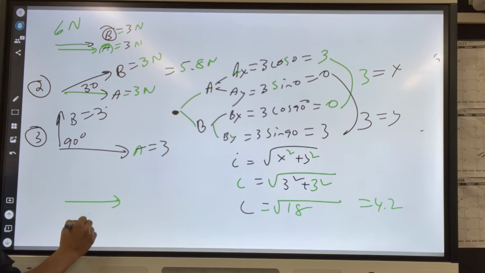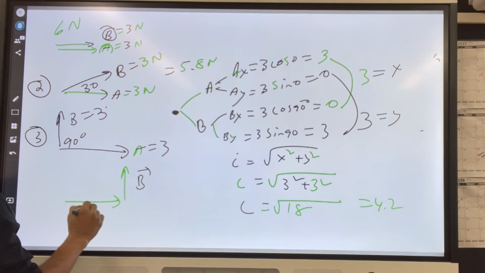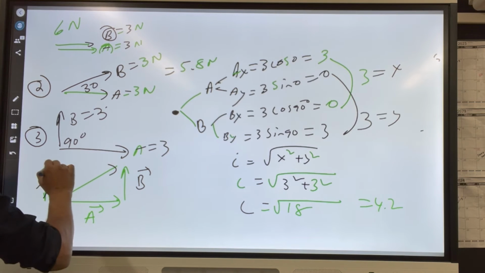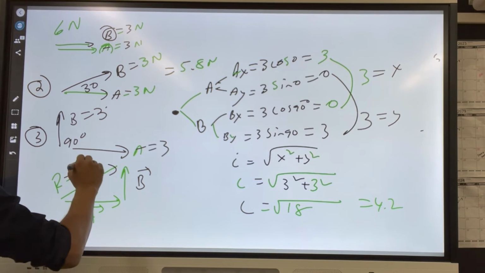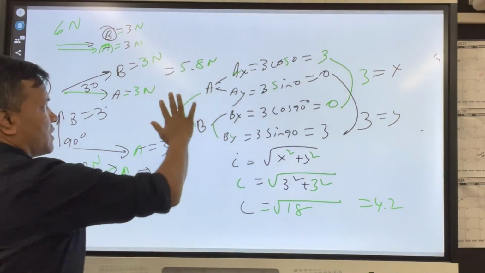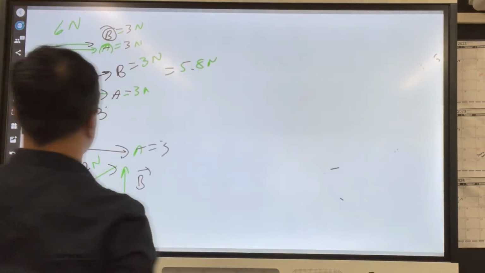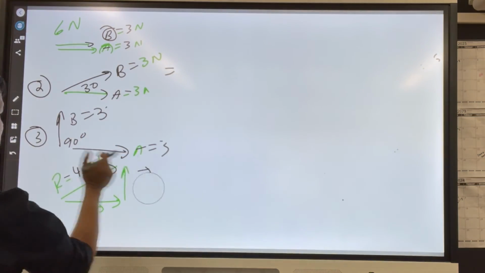So now you have vector A, you have vector B, right? Vector A, vector B. This is the resultant. You don't call it A plus B, you call it the resultant. And the resultant is how much? 4.2 Newton. Move on to problem number 4. Okay, so let's do problem number 4.